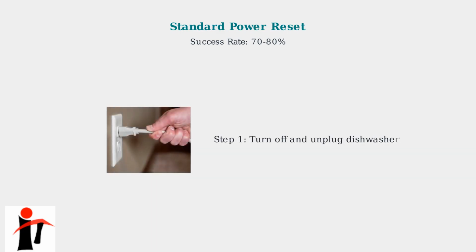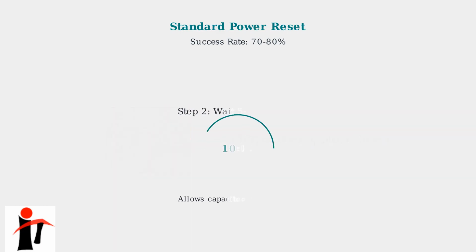Step 1, turn off your dishwasher completely and locate the power cord. You'll need to unplug the unit from the electrical outlet. Step 2, wait 5 to 10 minutes. This waiting period allows the internal capacitors to fully discharge and clears any temporary errors from the system memory. Step 3, reconnect the power cord and turn the dishwasher back on. Press the start button to test if the reset was successful.